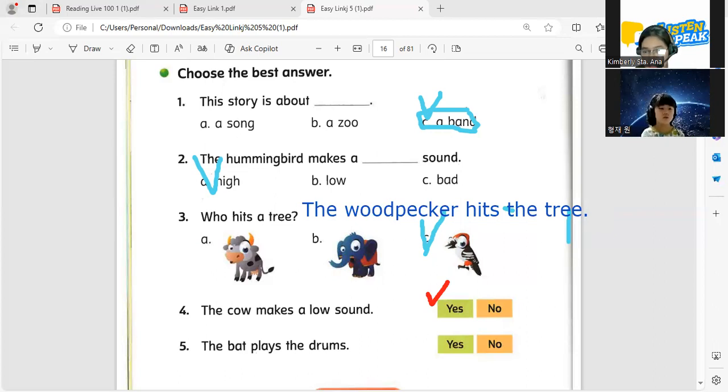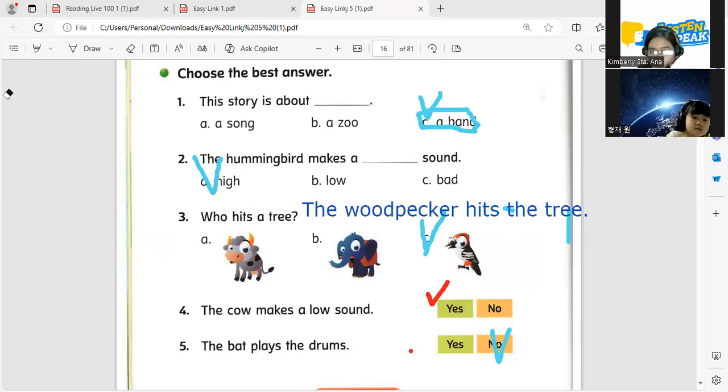Tori? Okay. Can you read number five? I'm asking you to read. Number five, please. Let's read. The bat played the drum.